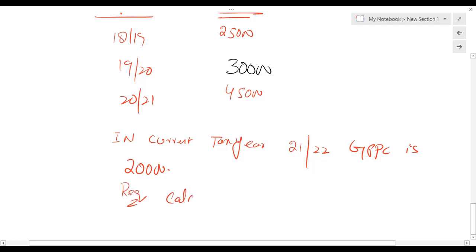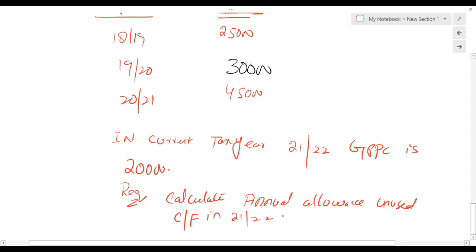Required: calculate the annual allowance unused carry forward in 21-22. Obviously, the unused limit which I'm going to carry forward in 21-22 is going to be brought forward for 22-23. Okay.